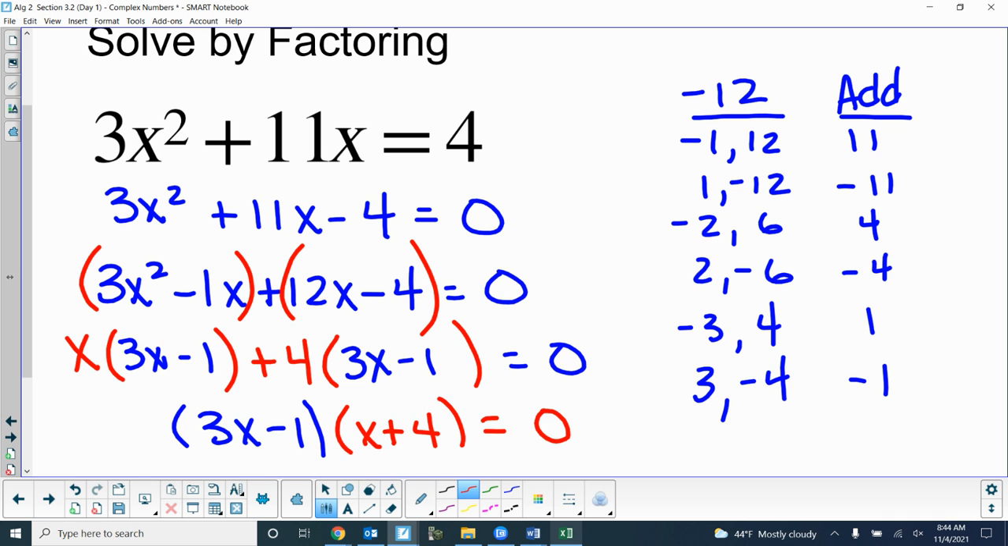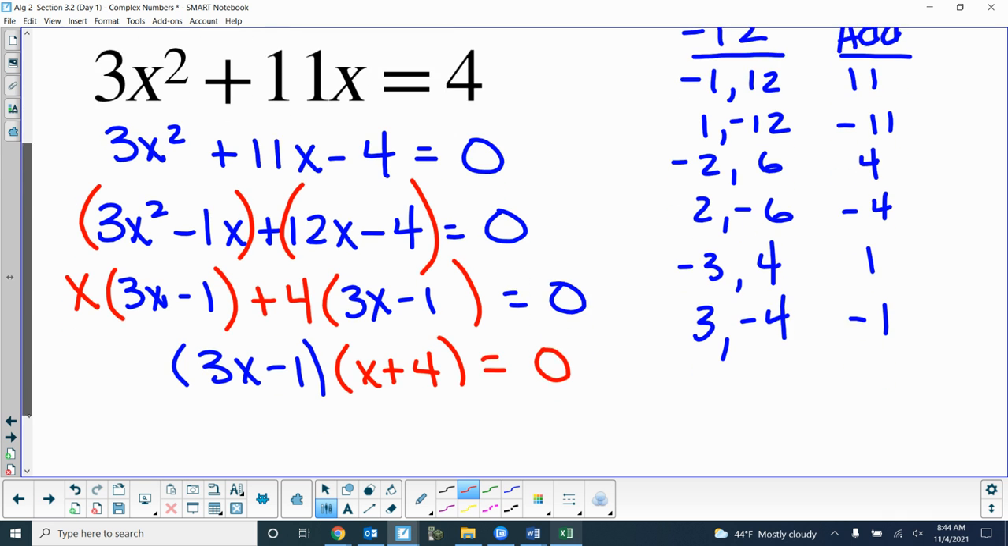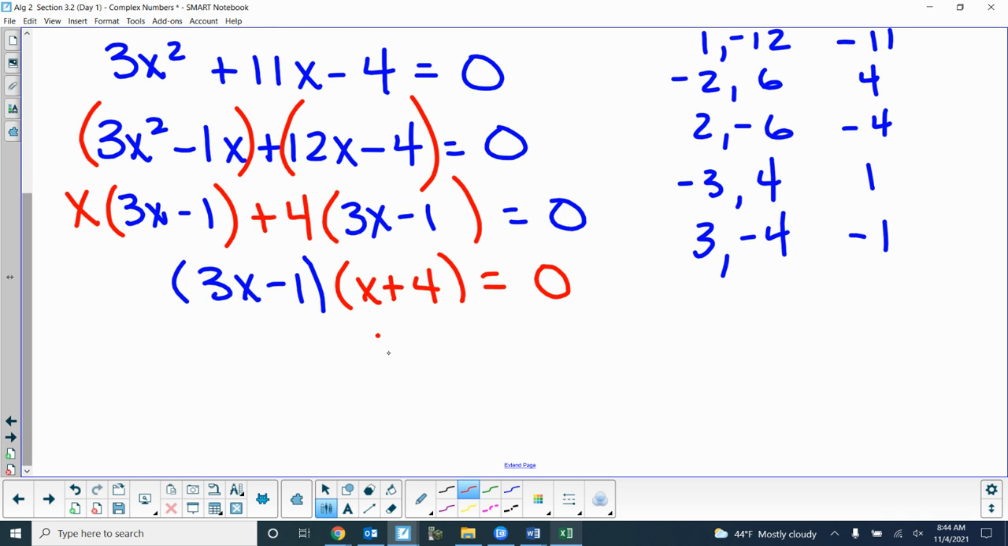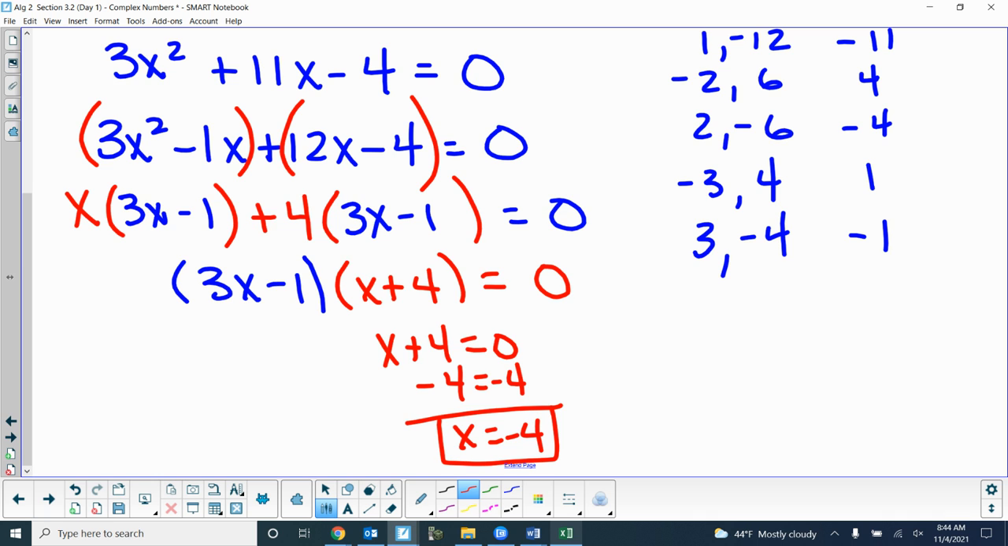Are we finished? No. All right. You did everything right so far, and then some of you stopped. We're looking for what x equals to make this equation equal to 0. So x plus 4 equals 0. One of my solutions, one of my roots is negative 4.